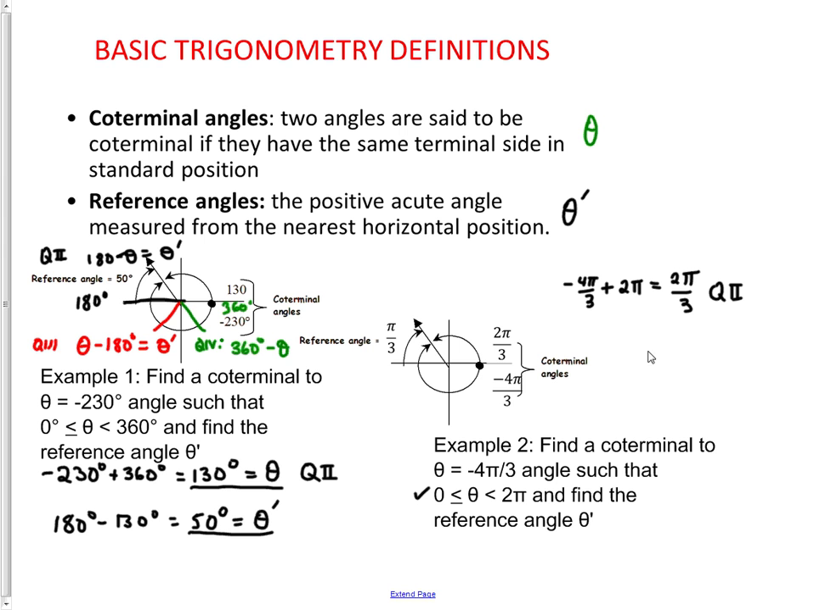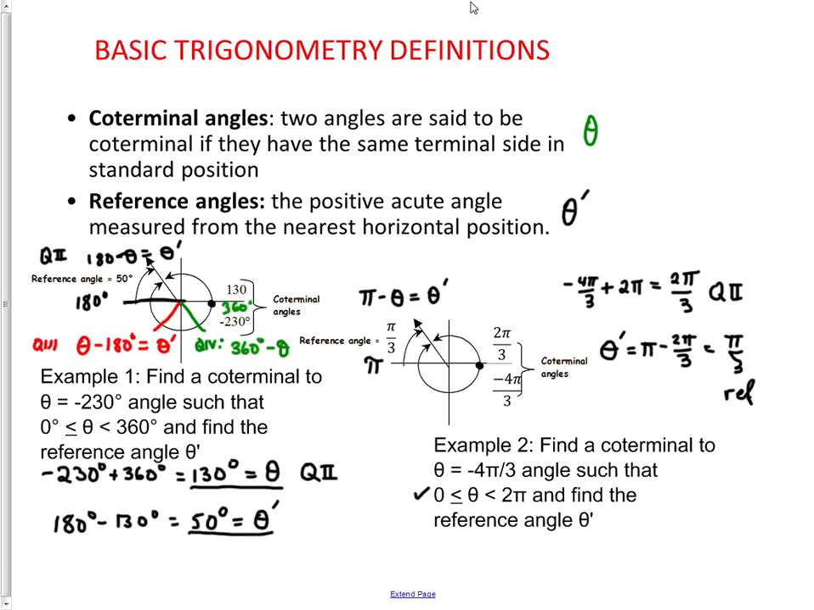Well, what do we do here? In quadrant 2, the nearest horizontal position in radians is pi. So in the second quadrant, we're going to take pi minus theta to get our reference angle. So our reference angle in this case, theta prime, is equal to pi minus 2 pi over 3. It's the larger minus the smaller to make sure we end up with a positive. And of course, that gives us pi over 3, and that is our reference angle.